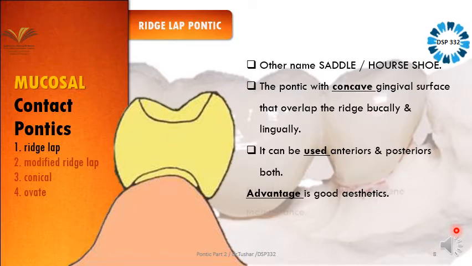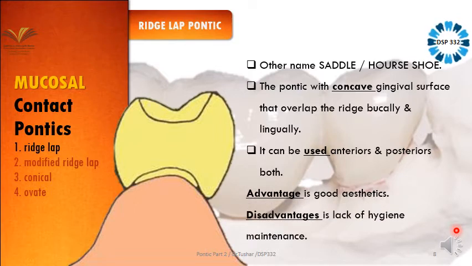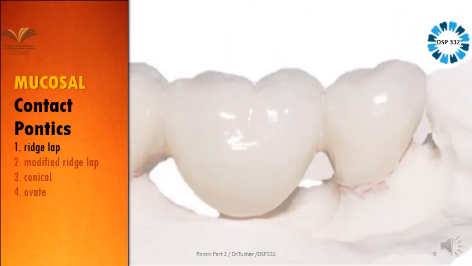But along with this advantage, we have certain disadvantage. Because it is covering all the ridge from the buccal side and from the lingual side, maintenance of hygiene beneath this pontic becomes very difficult for the patient. And if something goes and gets stuck in between the pontic and the mucosa, it is not coming out by the patient's effort. And if it is stuck there for a longer period of time, the patient might experience bad breath, that is halitosis. So these are the drawbacks with your saddle type of pontic.